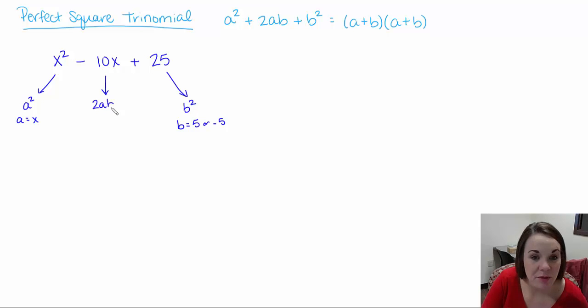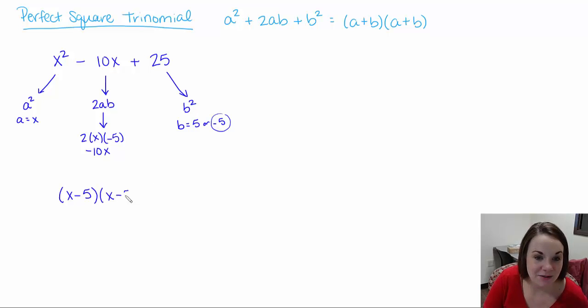Now, in order for it to be a perfect square trinomial, this has to be 2ab. So if I plug in my a, which I know is x, and if I try the negative 5, that does in fact give me negative 10x, which matches my middle term right up here, which is exactly what I need in order for it to be a perfect square trinomial. So then I can go ahead and confidently write out x, and I'm going to write it as minus 5 because I have to follow the one that I chose, times x minus 5.